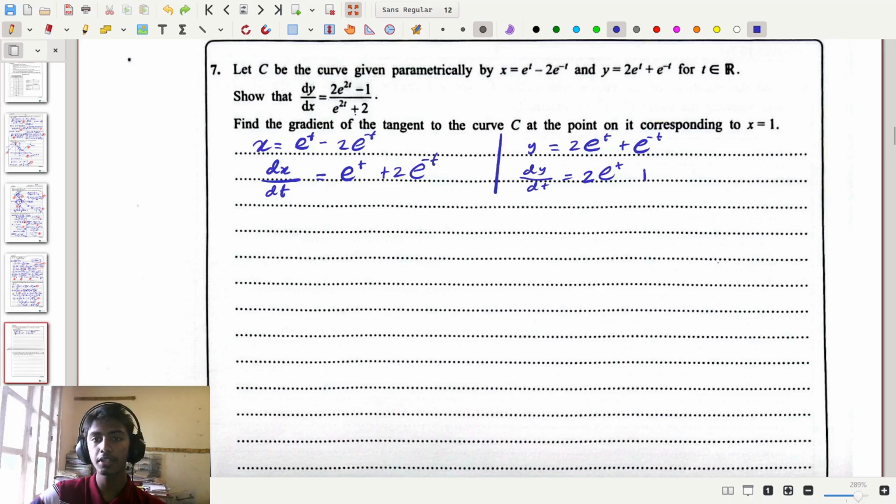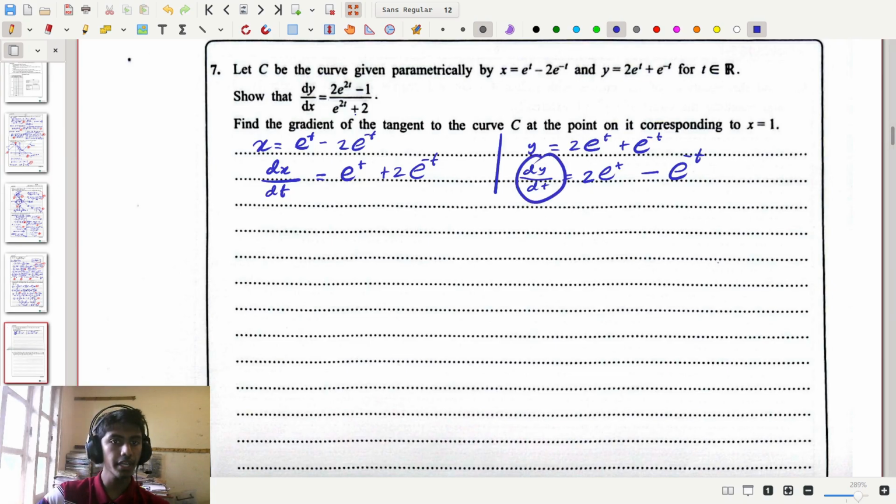Now for the next bit, the plus e to the power of minus t is actually going to become minus e to the power of minus t, since the derivative of e to the power of minus t is minus e to the power of minus t, and when you add that to this, it's going to become minus e to the power of minus t. So therefore, this is the value of dx by dt and this is the value of dy by dt.